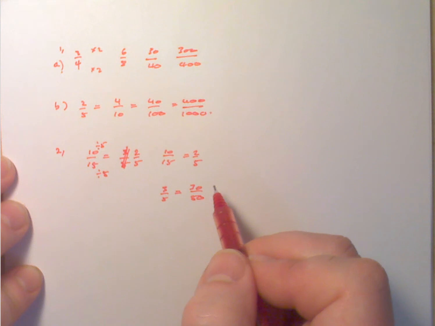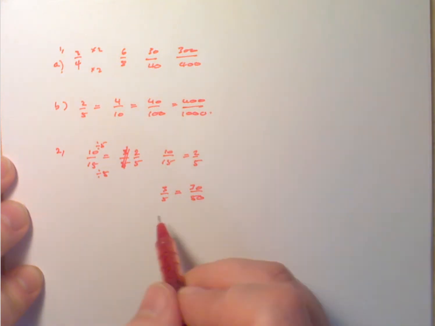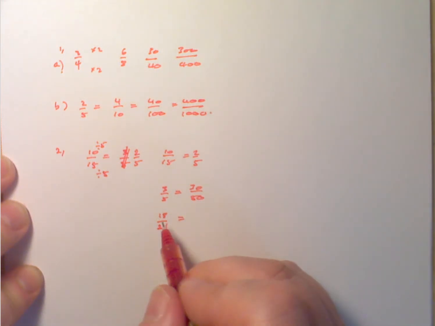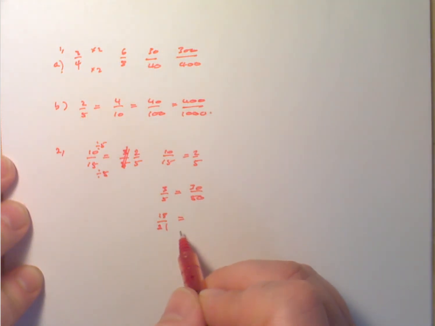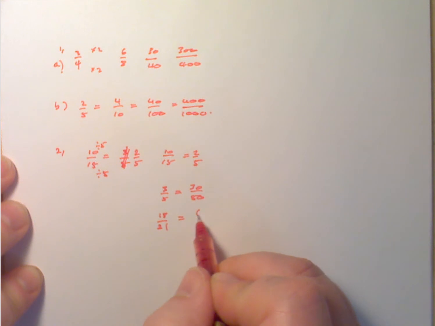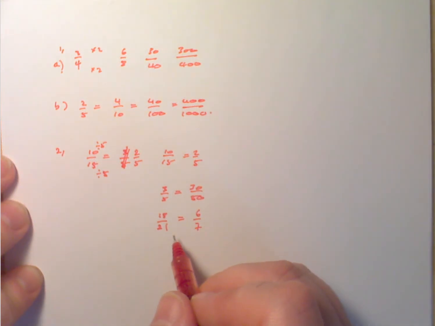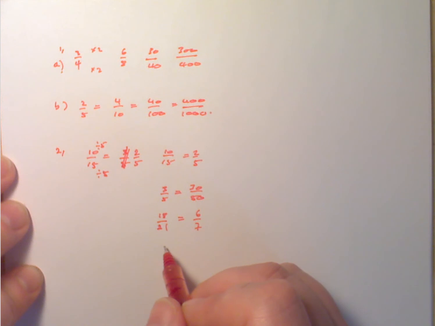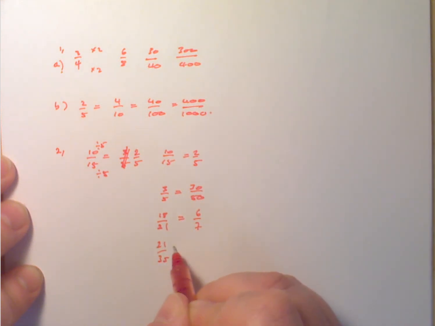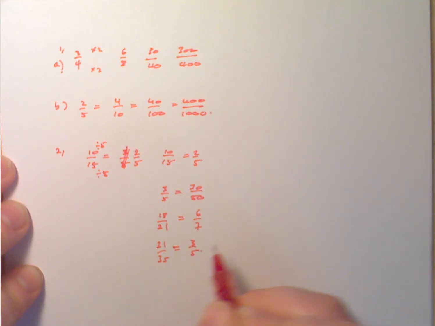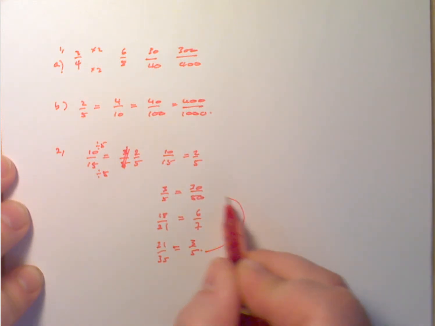If I look at the next one, you've got 18/21. That makes you think of 3s, because 3 6s are 18 and 3 7s are 21. So that goes with 6/7. And the last one is 21/35, that cancels down to 3/5, which also matches with that one.